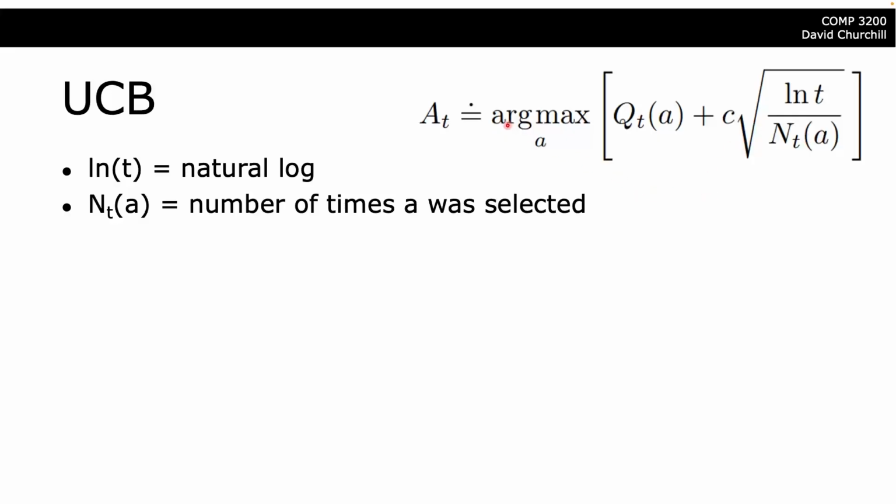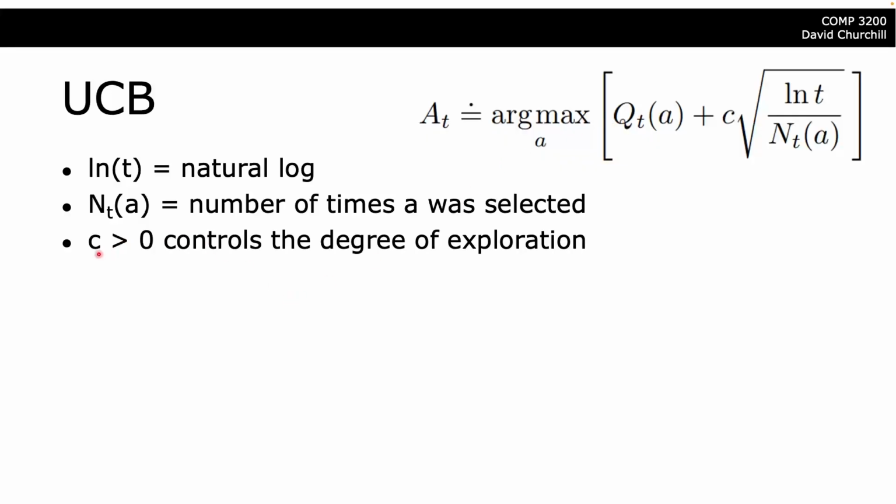And if we're choosing the maximum of these, then that means as I choose something more and more and more, this algorithm is going to choose to sample that one less and less and less, because it's the uncertain ones that I want to sample more and more. Okay, hopefully that makes a little bit of sense. Like, I've tried this one a bunch, therefore maybe I should try some other ones.